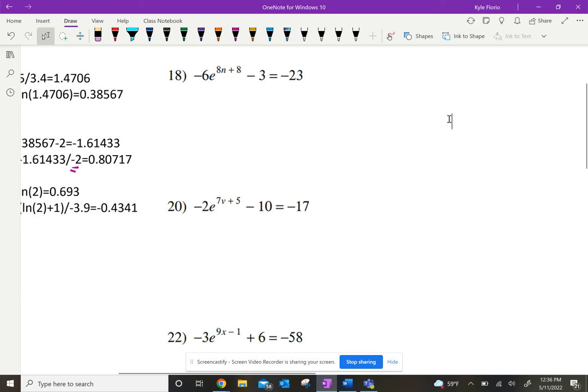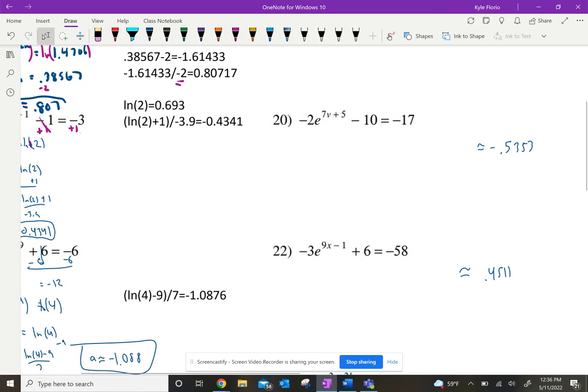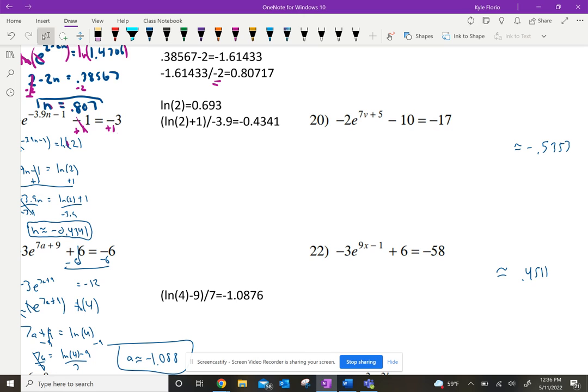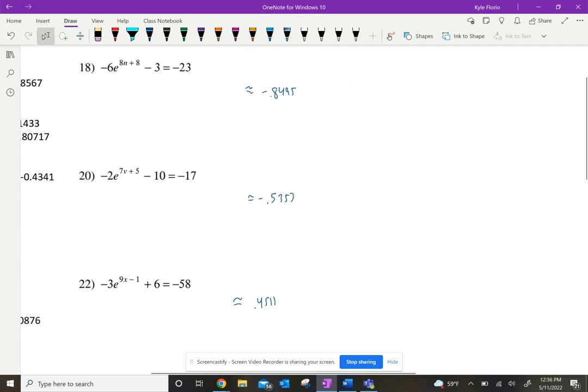All right, so 18, I got about negative 0.8495. 20 is about negative 0.5353. And 22 is about 0.4511. I'm just going to check to see if the ones I did with you are correct. Yes. Okay, good. All right, so see if you can solve those 3 problems on your own.